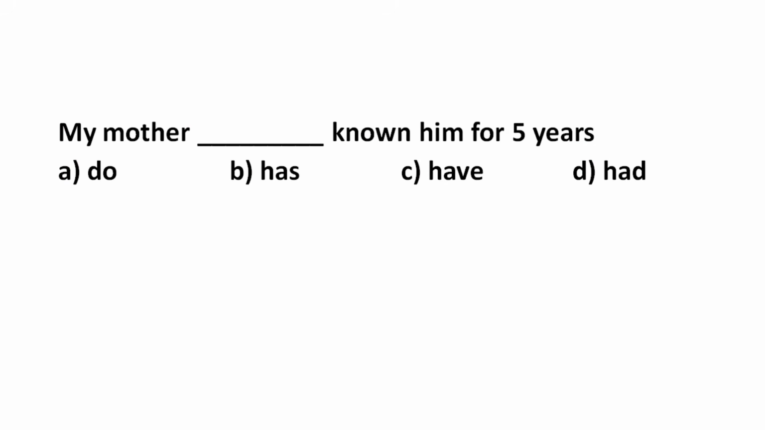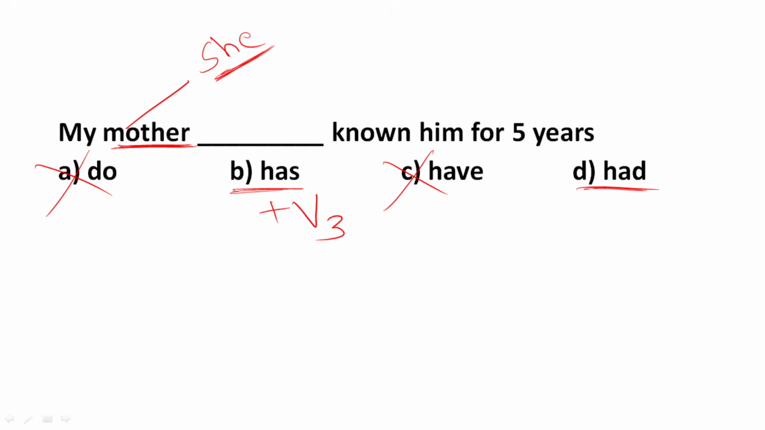Here we go with the next question. My mother dash known him for 5 years. My dear friends, you're fundamentally talking about mother. My dear friends, mother is she. You cannot use mother do in any way because she do is wrong grammar. She have is wrong grammar. Now it can be did, it can be has. Has, the verb is in the third form. Had, the verb is in the third form.